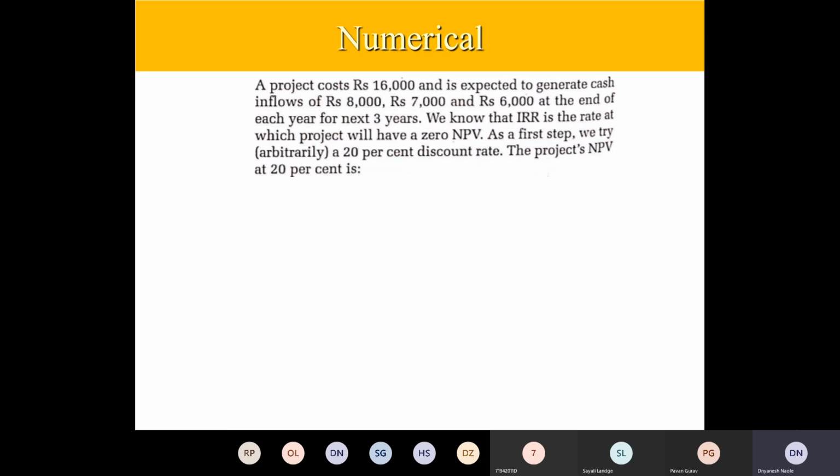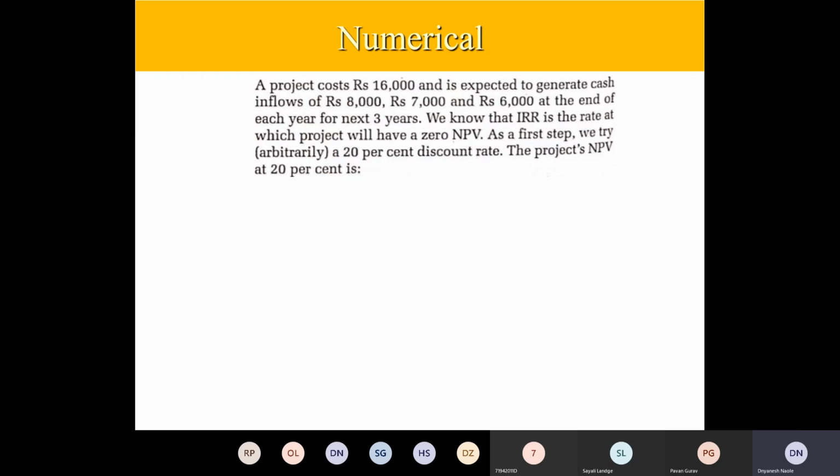Okay, zero NPV means when you solve that equation and you get the difference between the present values of all the future inflows, when subtracted from the present investment, it should come zero. No profit, no loss. As a first step, we try arbitrarily a 20% discount rate.